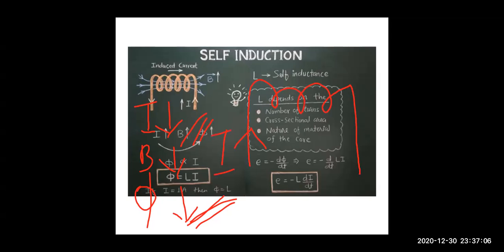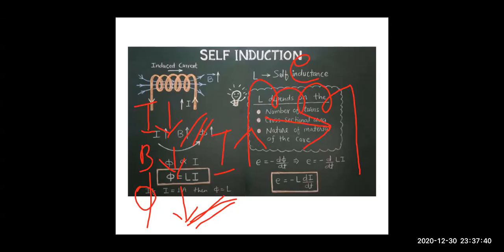Now the current is decreasing, so the EMF that is induced will be such that it will try to increase it, because the current is decreasing. So the EMF or the current produced in the coil will oppose the decrease and try to increase it. So it is along the direction of the current, right? So the direction of the induced current will be in the direction of the applied current I.